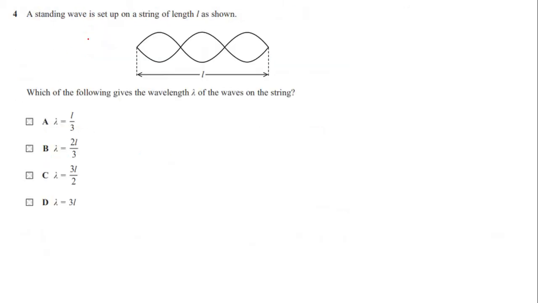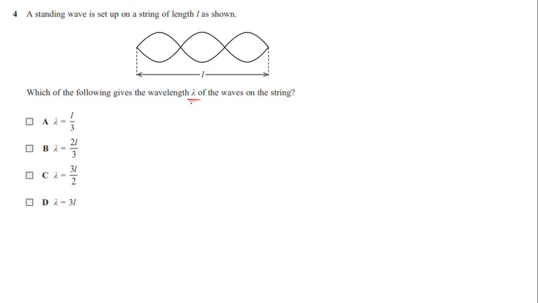Question number 4. A standing wave is set up on a string of length L as shown. So we have standing waves, or stationary waves, with three lobes. Which of the following gives the wavelength lambda? A typical question of stationary waves: the relation between the length of the string and the wavelength.